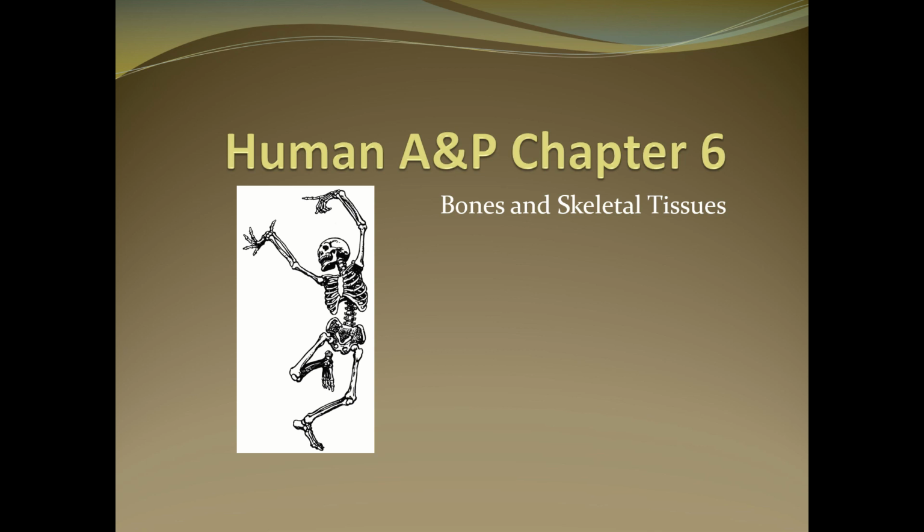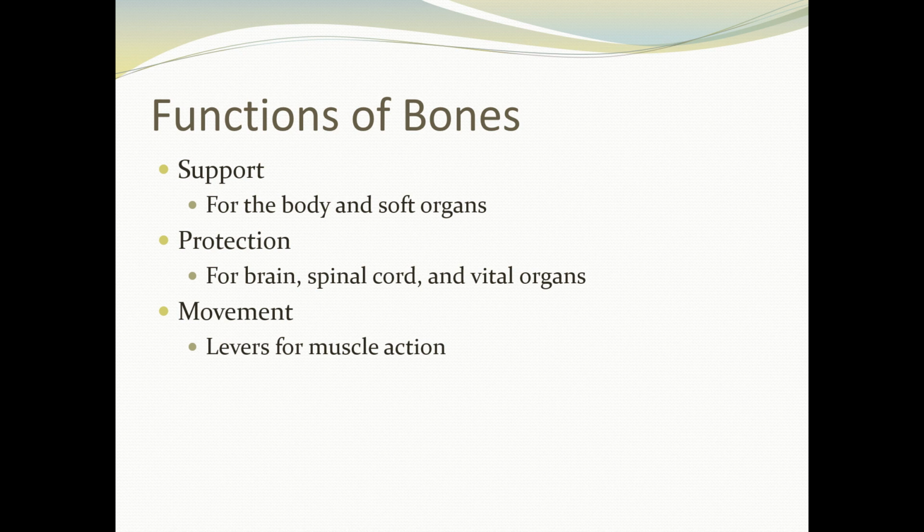This lecture is on Chapter 6, the bones and skeletal tissues. Let's start by talking about the functions of bones. Bones support the body and the soft organs, forming the framework of the body. Bones protect the brain, spinal cord, and the vital organs, such as the heart and lungs. Bones provide movement by acting as levers for muscle action. When a skeletal muscle contracts, it pulls on the bone and moves the skeleton.